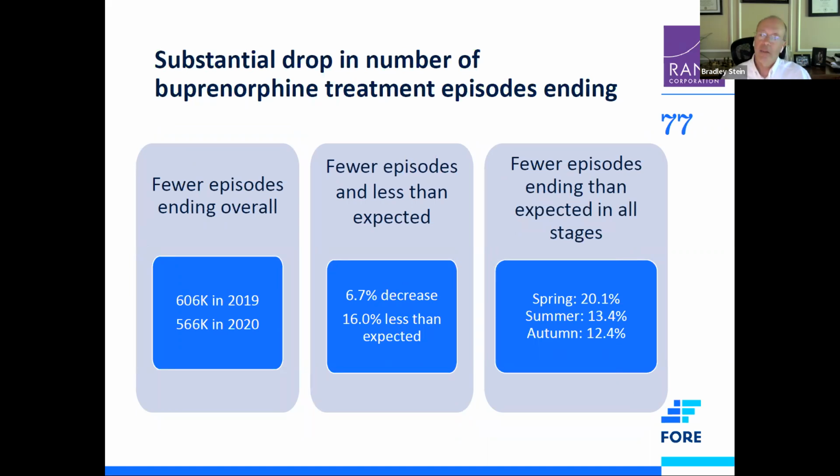Now, if you can do the math, if overall episodes stayed about the same, the only way you get to the same number of episodes if there are fewer new episodes is we also saw a substantial decrease in the number of people and the number of treatment episodes ending. There were 40,000 fewer people ending treatment episodes in 2020 than 2019. So essentially the number of treatment episodes ending was 16% less in 2020 than we would have expected using these 2019 numbers.